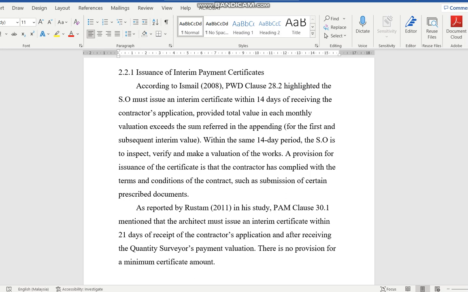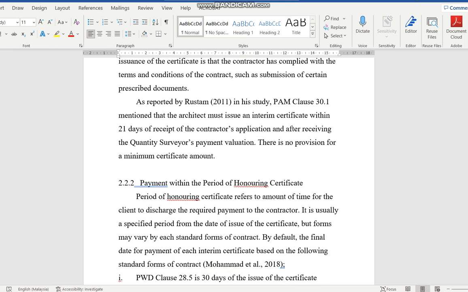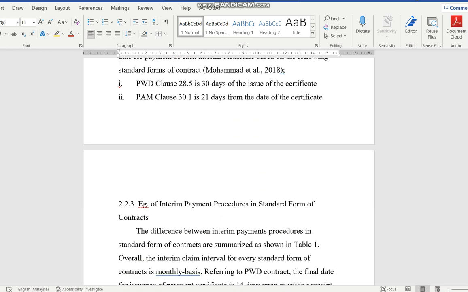PAM says 21 days. PWD contracts are usually about 14 days for the SO to inspect, verify, make the valuation, and produce a certificate for the contractor to agree upon. After the certificate is signed by the contractor, the period stipulated for honoring that certificate will also be put in the contract, stating how long it must be paid. Most is 30 days, sometimes 21 days. Mostly it is 30 working days from the date of the certificate that the contractor signed and gave to the client.